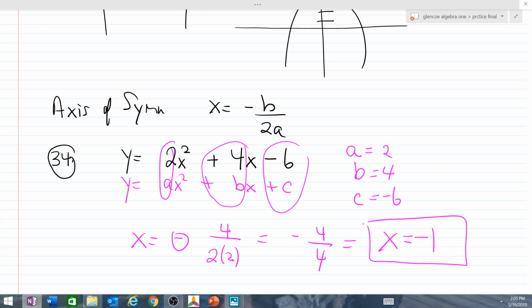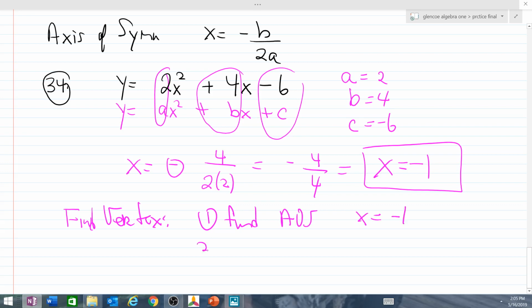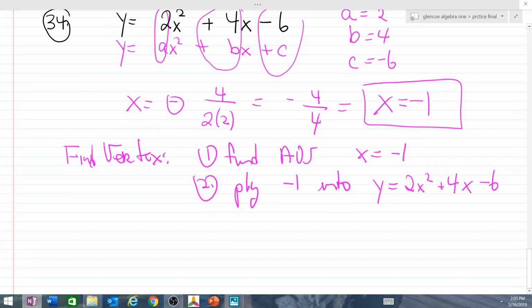Now, in this particular question, they do not ask this, but the next question is a different equation, and they want you to find the coordinates of the vertex. So we're just going to find the vertex here. To find the vertex, you first need the axis of symmetry, and we just found it. It was x equals negative 1. Then we're going to plug negative 1 into the equation, y equals 2x squared plus 4x minus 6. That's going to help us find y. The x and y together is the ordered pair, and that is the vertex.